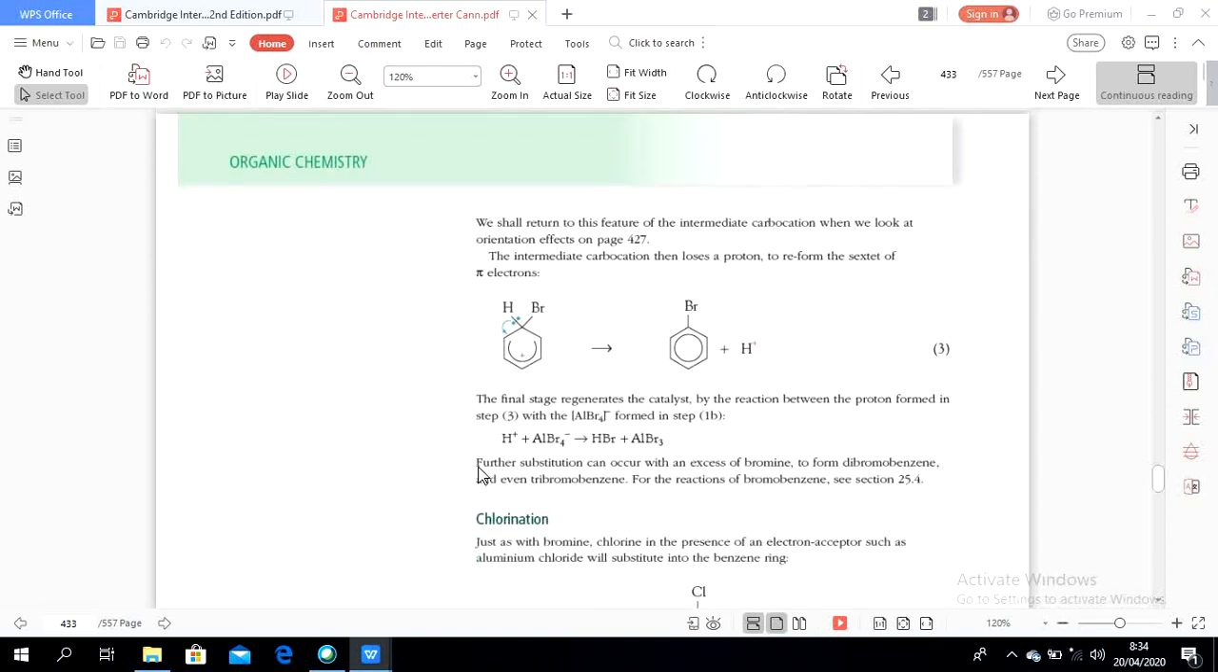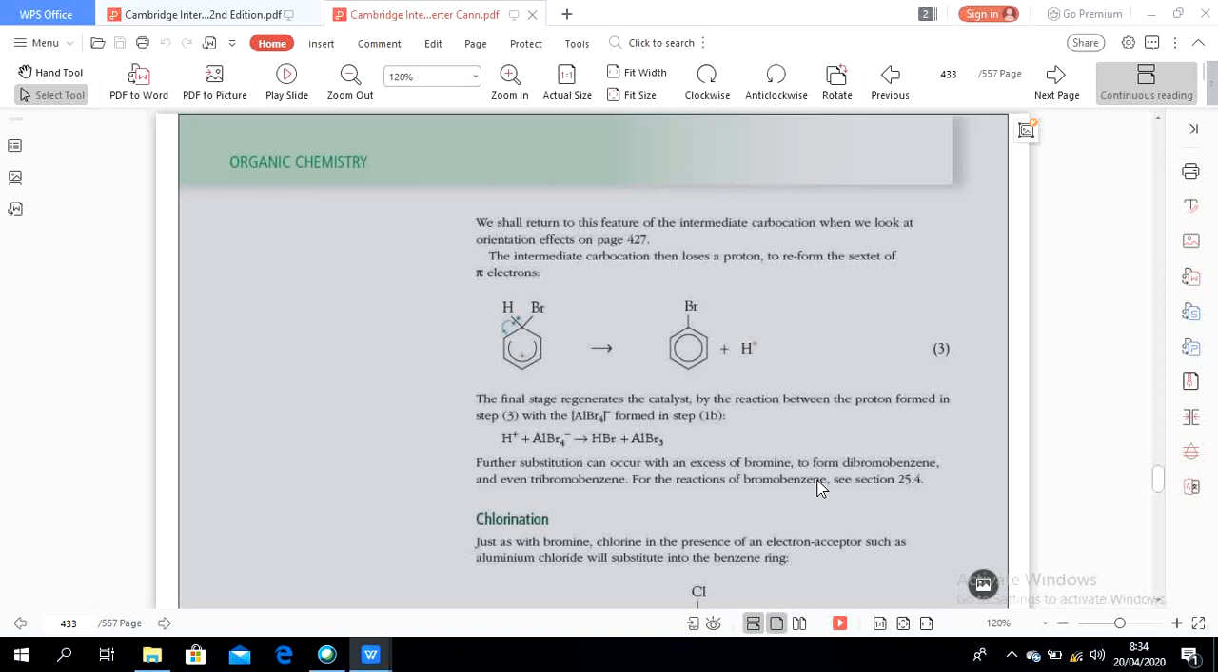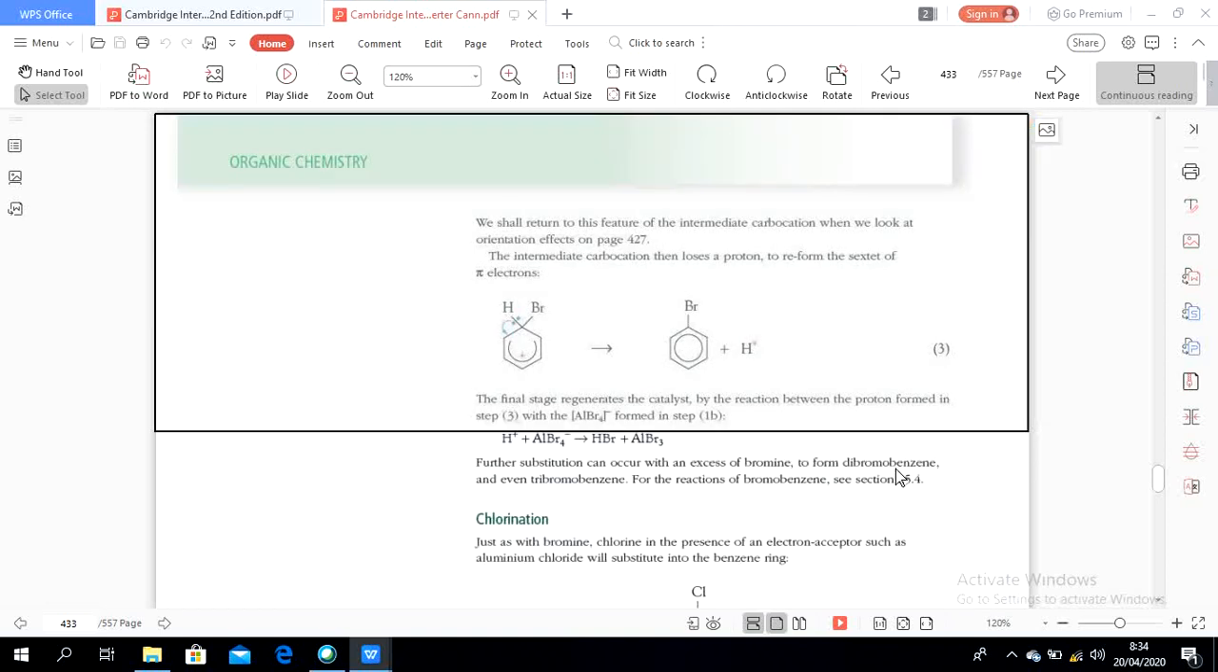And then further substitution can occur with excess bromine to form dibromobenzene, even tribromobenzene. The reactions of bromobenzene we are going to see later in section 25.4. So today we are discussing only this section.